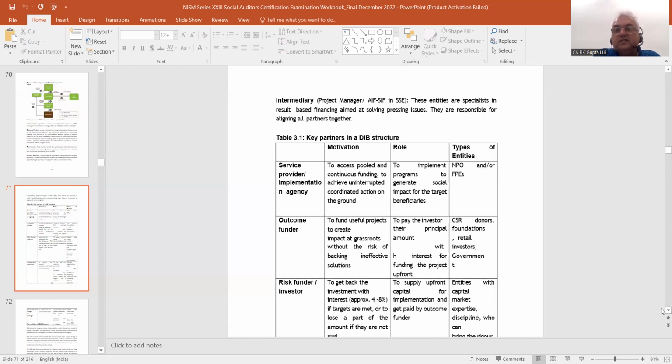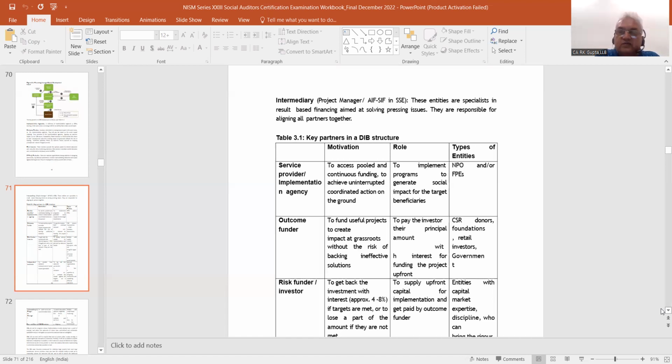So let us see the key partners in a development impact bond structure. One is the service provider or the implementation agency. What is the motivation? The motivation is to access pooled and continuous funding to achieve uninterrupted coordinated action on the ground. What is the role? These NPOs or for-profits implement the programs to generate social impact. And what could be the type of entities? The type of entities could be either NPOs or for-profit enterprises.